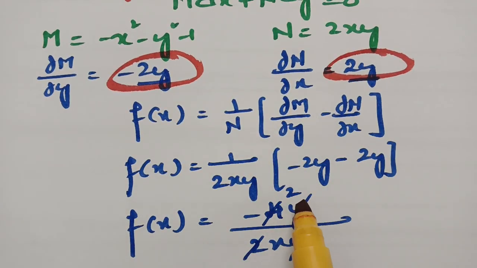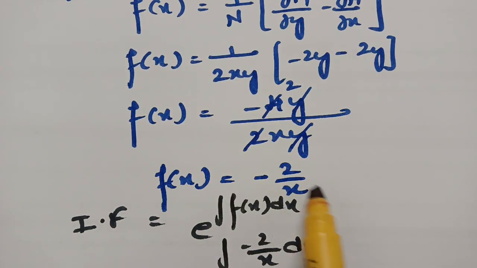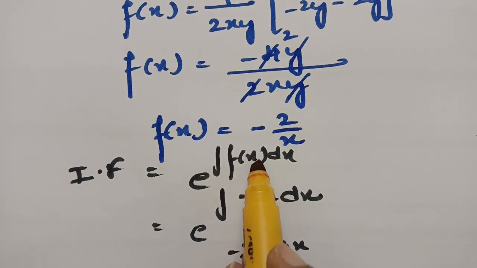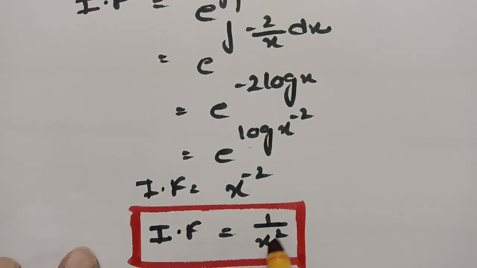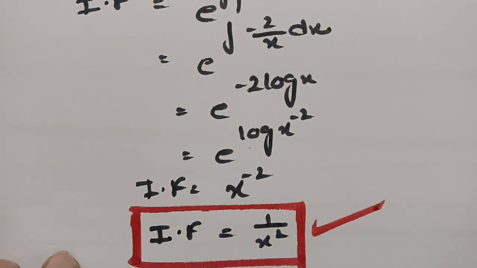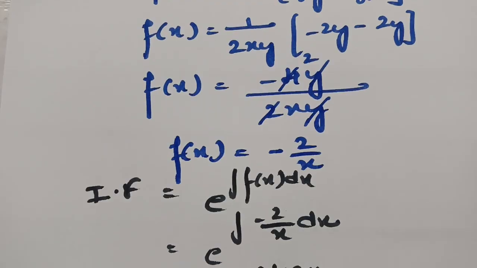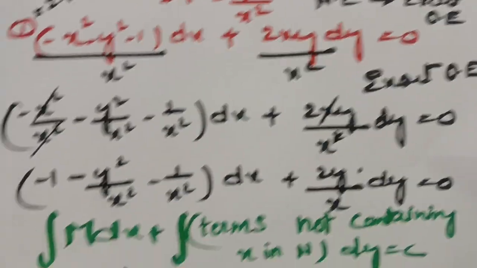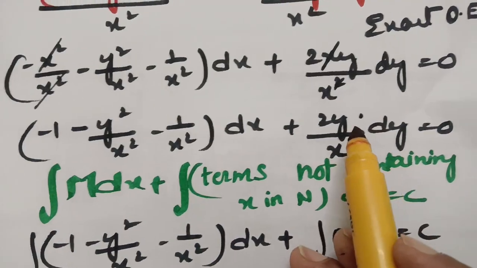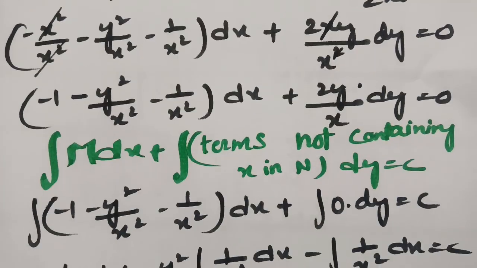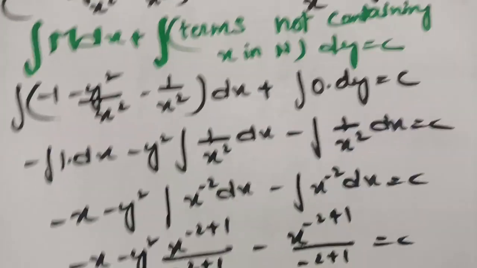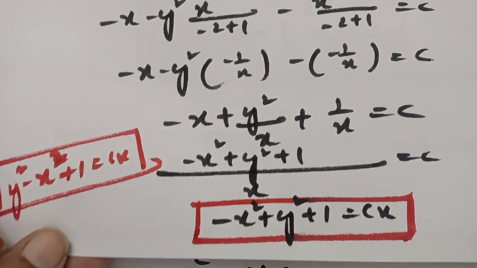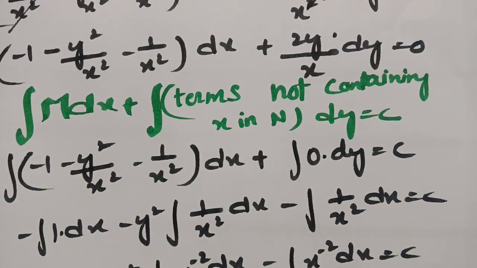So we have to go with this formula and see f of x is nothing but minus 2 by x, and after getting f of x we have to substitute here, and so we got the integrating factor as 1 by x square. So if I multiply throughout the equation with 1 by x square, this is M dx plus N dy, which is an exact differential equation. So here this is the formula for solving, and after solving, this will be the solution here. And the second question is also so simple.